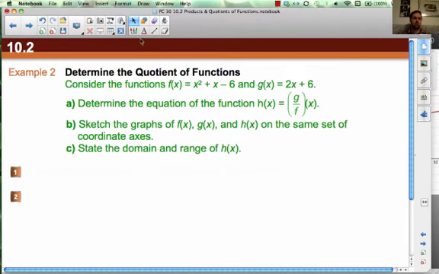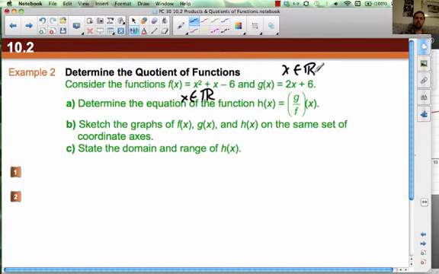Okay. So now we're going to determine the quotient of two functions. So we look at these two functions, and we're going to do g over f. Now, if we look at these two functions originally, we're going to have to state the domain and range of the quotient function at the end. This one is a quadratic. We know that it has a domain of the reals, so x is an element of the reals. And this one is linear, and x will also be an element of the reals. Okay.